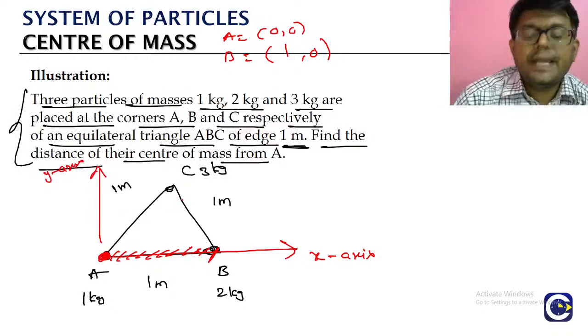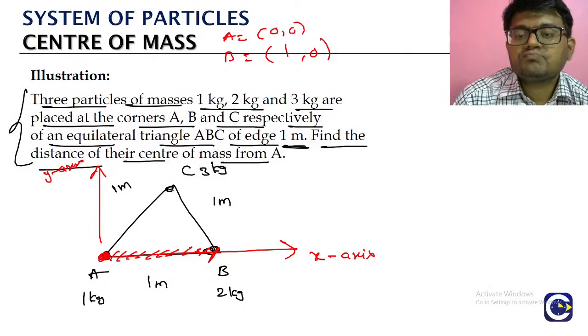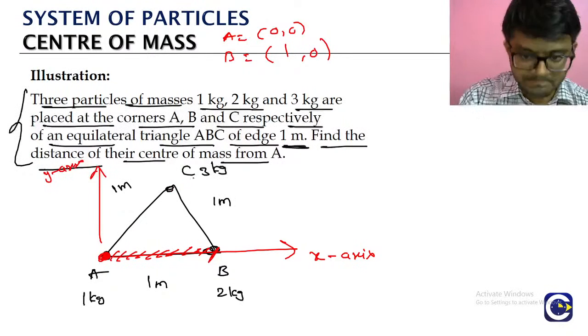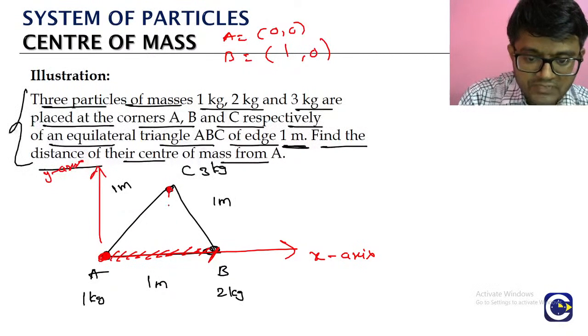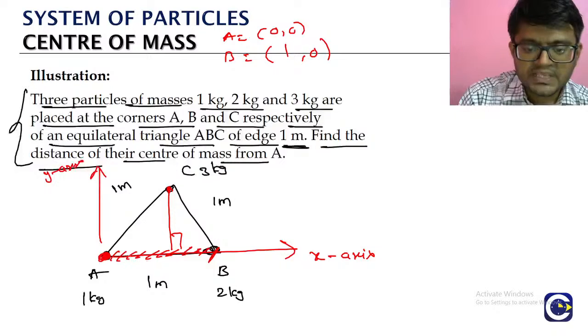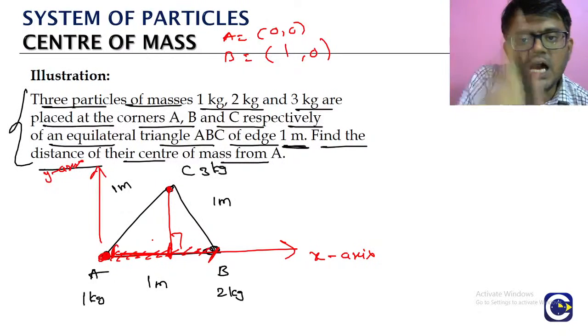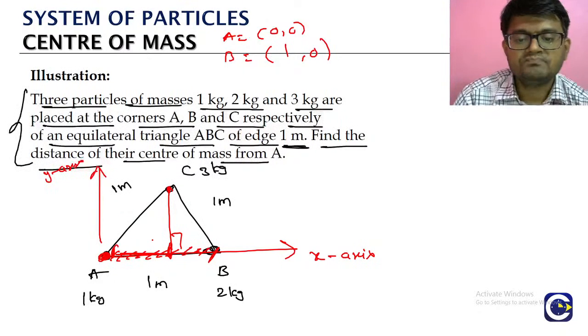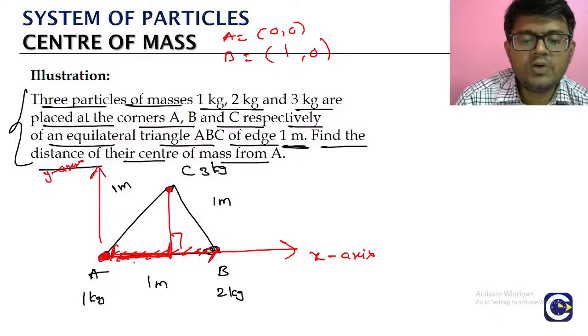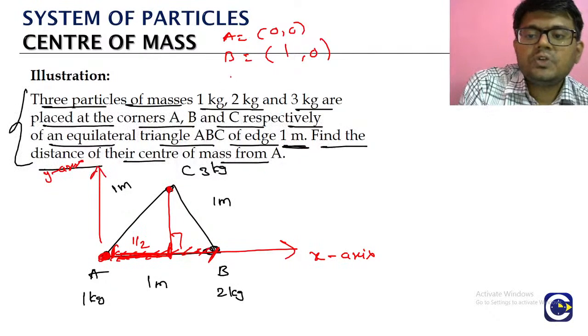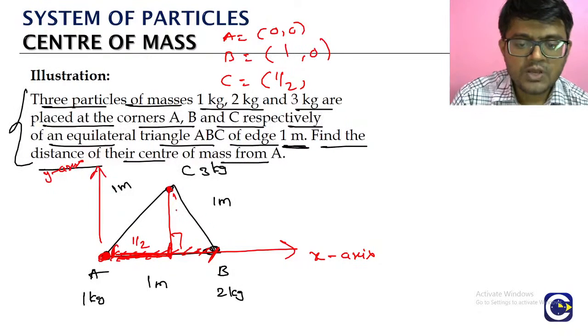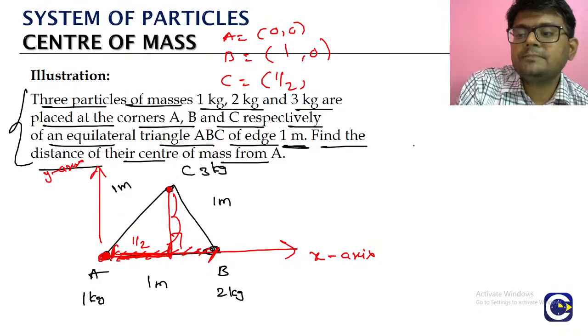Now we have to find out what will be the coordinates of the point C. See, point C, if you draw an altitude, it will be an equilateral triangle. The altitude will bisect the base, because for an equilateral triangle, altitude, median, everything will be the same. So this distance will be half. So for the point C, the x coordinate will be half. What about the y coordinate? The y coordinate will be the height.